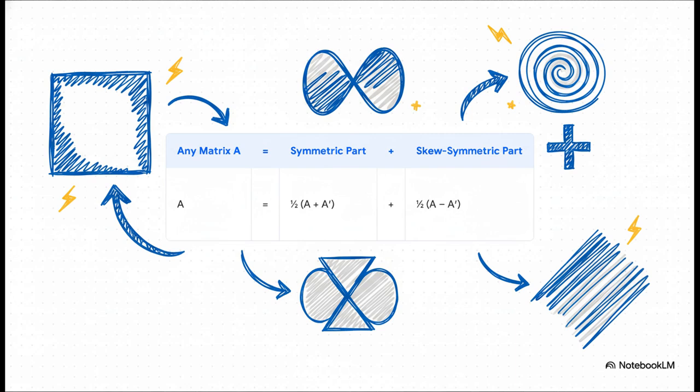And check this out. Here's the secret formula that does all the magic. It's so elegant. You take your matrix A, you add its transpose, and cut it in half. That gives you the symmetric part. Then you take A, subtract its transpose, and cut that in half. And that's your skew symmetric part. Add those two pieces back together and you get your original matrix.